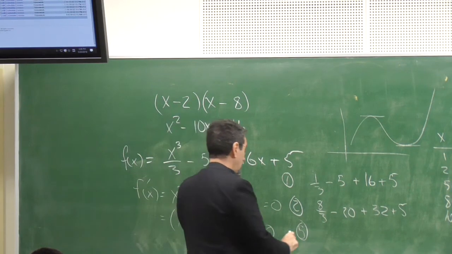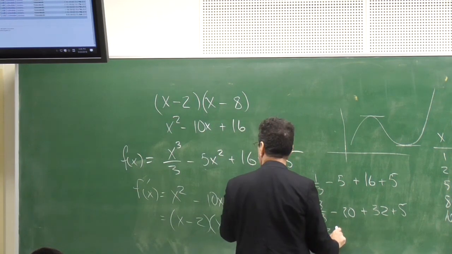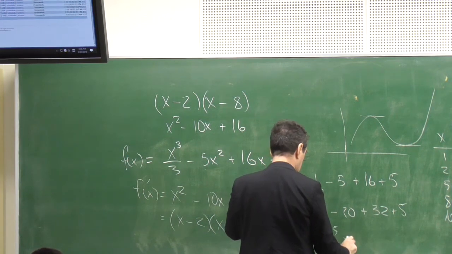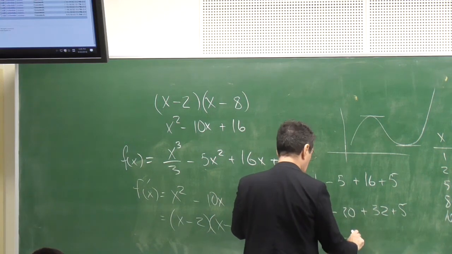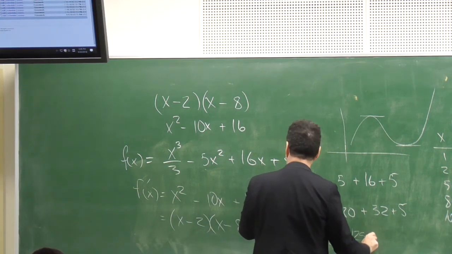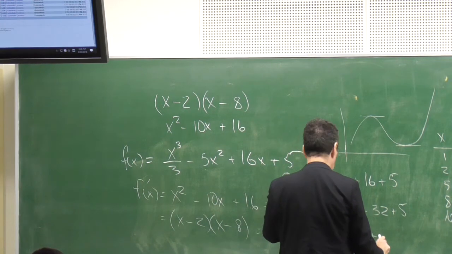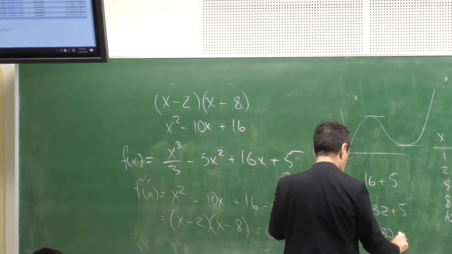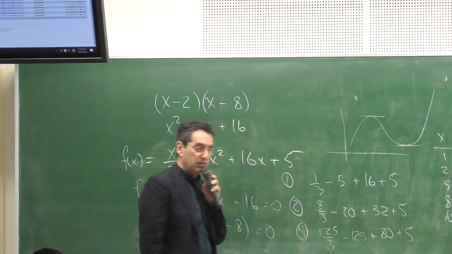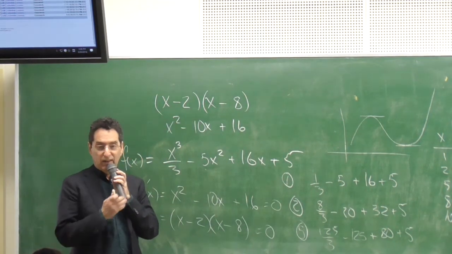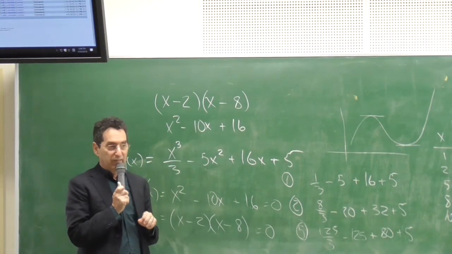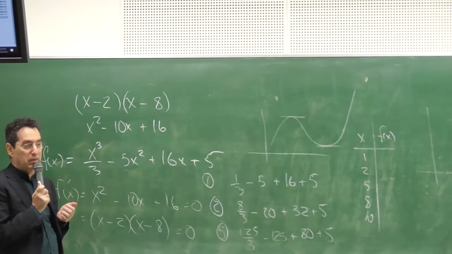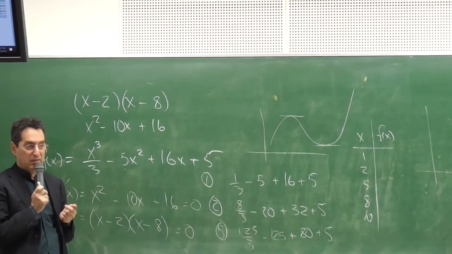We have to do 125 over 3 minus, what did we do? 125 plus 80 plus 5. Okay, anyway, we have to do all of this, right? And then check. And then we know this is high, this is low, this is high, this is low, and so on, right? And we can figure out which is the local minimum and which is the local max.